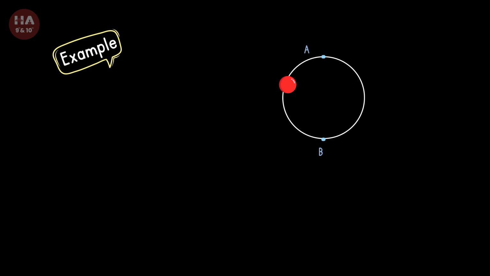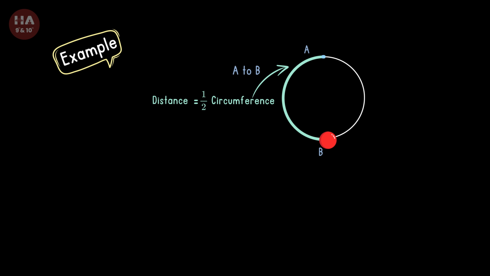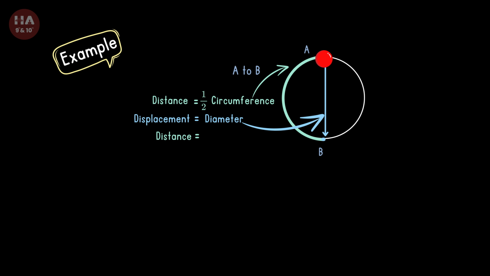Now let's look at another example. When a ball travels along a circular track from point A to point B, the distance is half of the circumference of the circle. The displacement is the diameter of the circle, and its direction is from A to B. Then the ball travels back to point A. The distance is the circumference of the circle. In this case, the displacement is equal to 0, because the ball has returned to its original position.